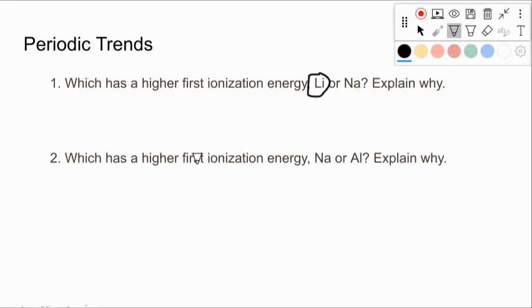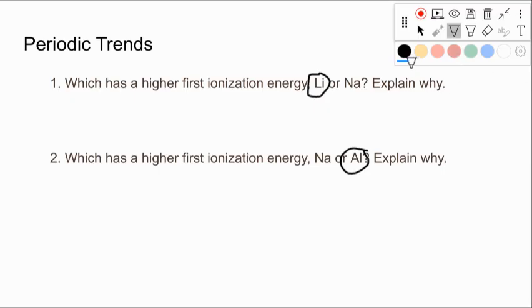For the second one, which has a higher first ionization energy, sodium or aluminum? Well, sodium and aluminum are in the same period, so we're going to look at that period trend, which is increase across. And so out of those two, aluminum is going to have a higher first ionization energy. The reason is because aluminum has a smaller atomic radius, which is going to make the electron be more attracted to the nucleus.